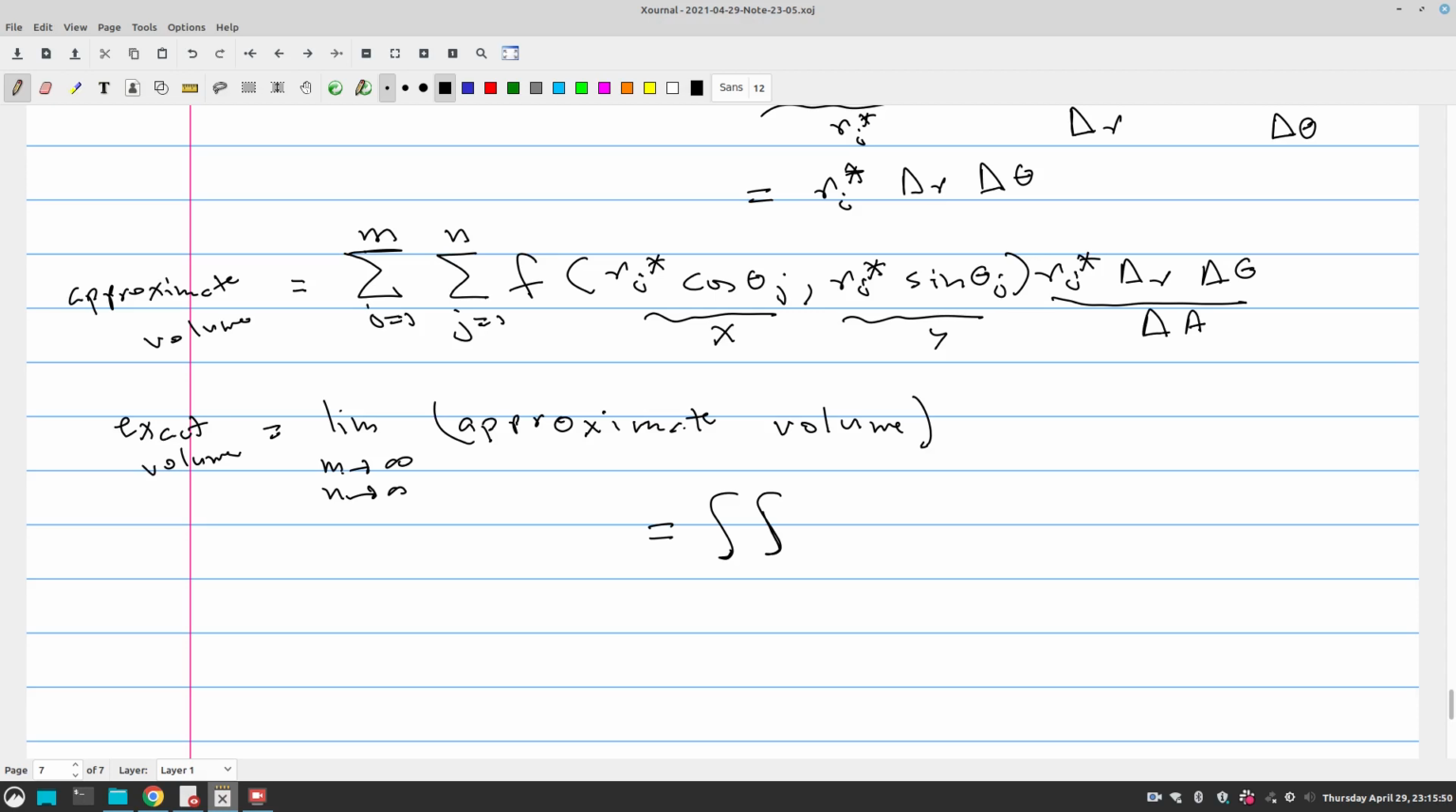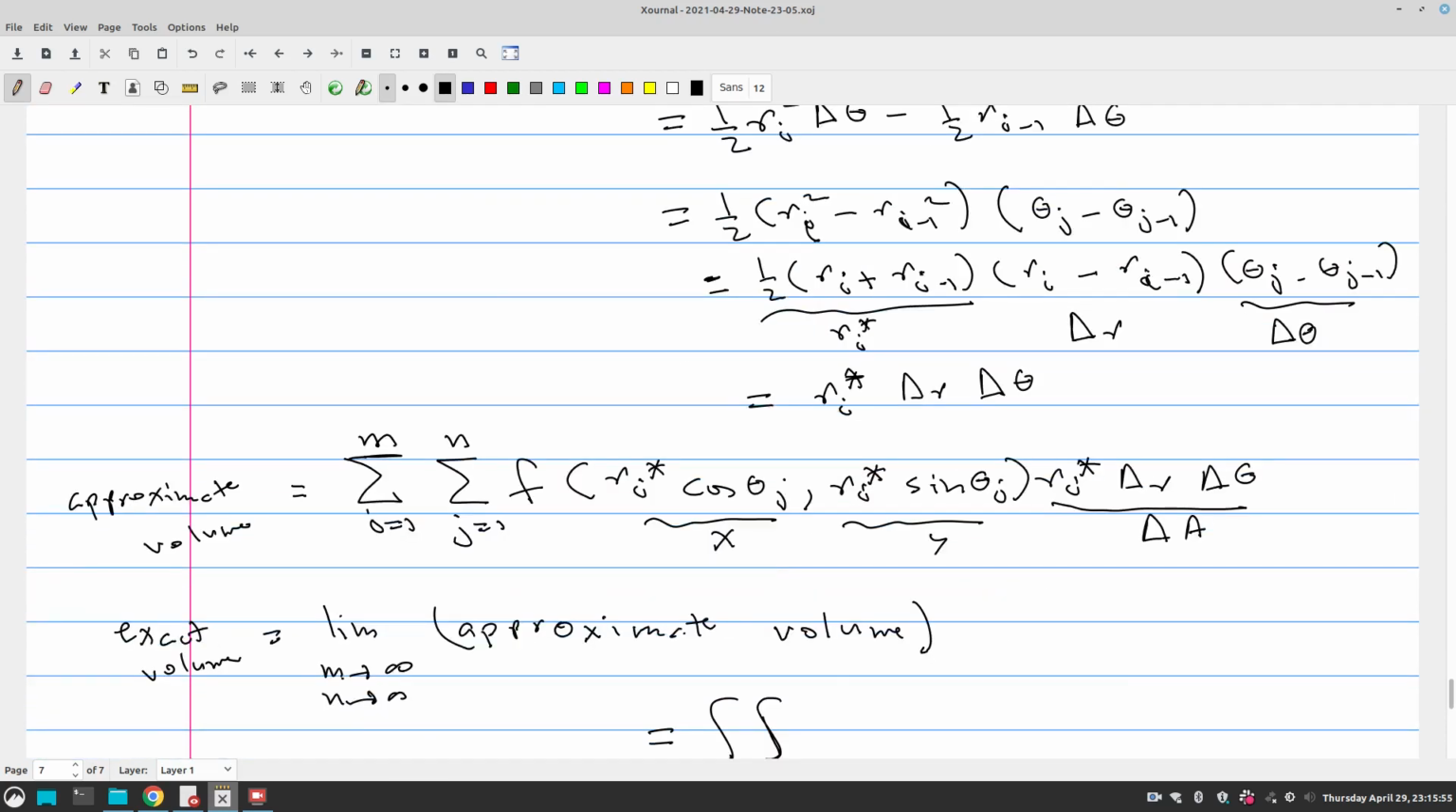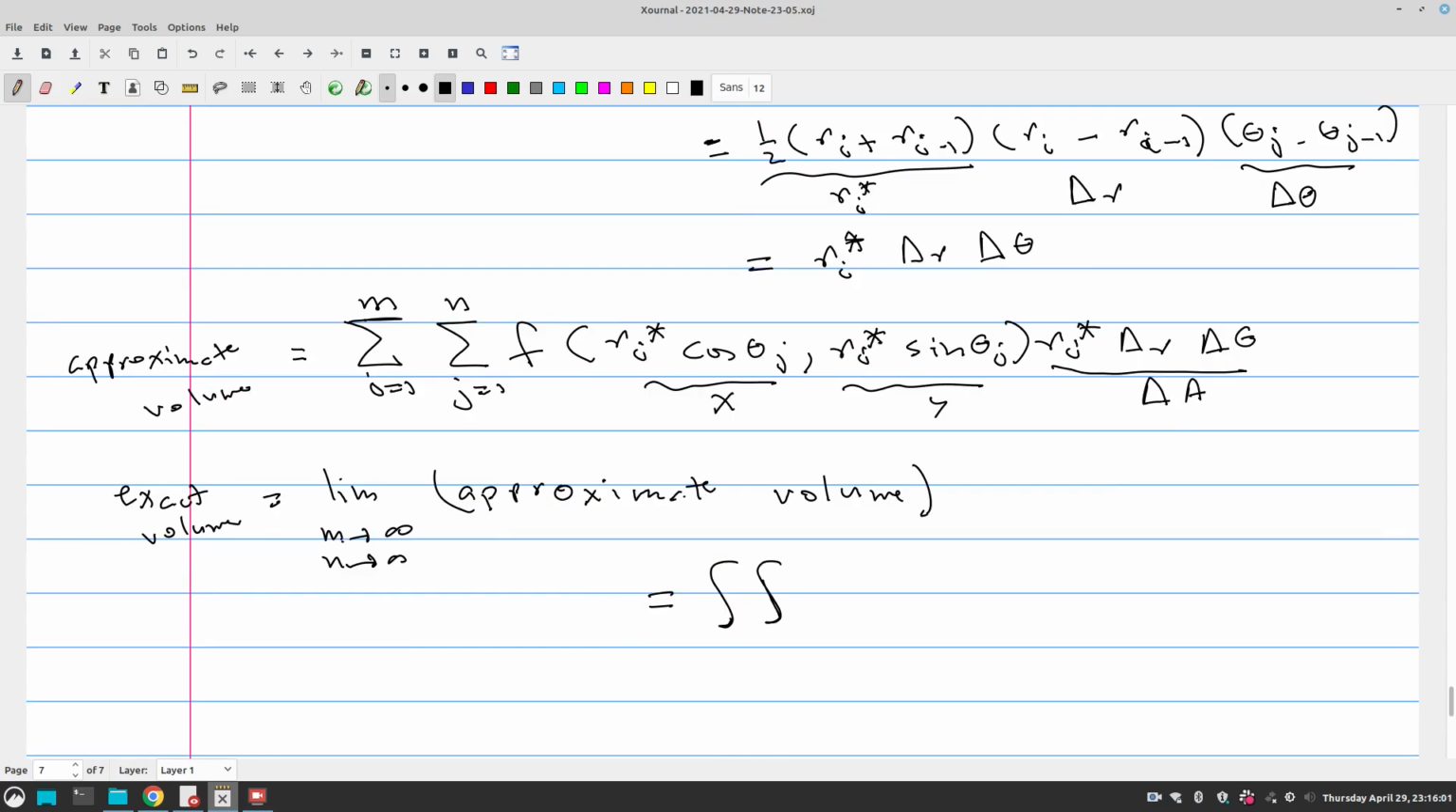now in this region, of course the region is given by, let's say, r goes from R1 to R2 and theta goes from theta 1 to theta 2, the double integral of f of r cosine theta, r sine theta, r dr d theta.